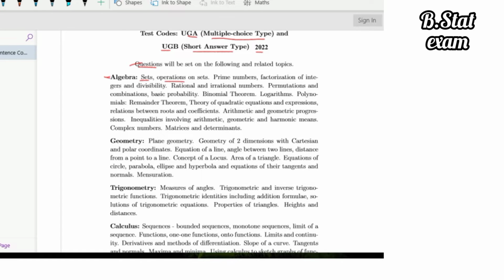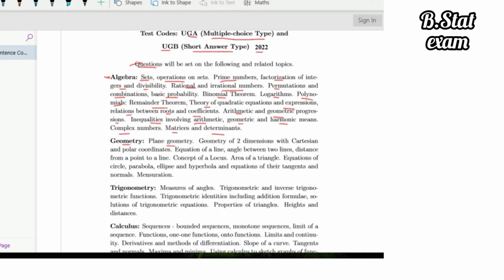So in algebra we have sets, operations on sets, then prime numbers, factorization of integers and divisibility. Then we have rational and irrational numbers, permutations and combinations, then basic probability, binomial theorem, logarithms. Then we have polynomials, then remainder theorem, then theory of quadratic equation and expressions, then relations between roots and coefficients, then arithmetic and geometric progressions, then inequalities involving arithmetic, geometric and harmonic means, then complex numbers and matrices and determinants.